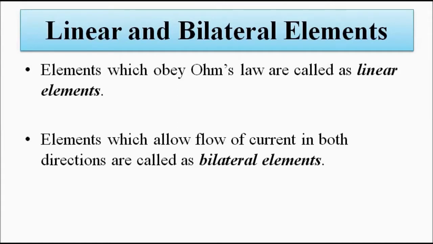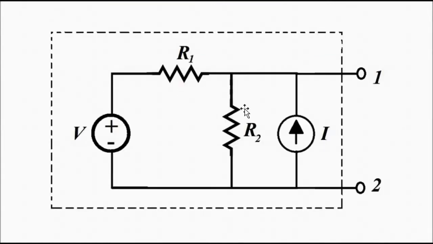So let us say we have a circuit like this. Here we have a circuit network. It consists of an independent voltage source, two resistors R1 and R2 connected in this way, and an independent current source. This is the circuit. Suppose we have to find the Thevenin equivalent circuit of this network. What is the Thevenin equivalent circuit of this network?